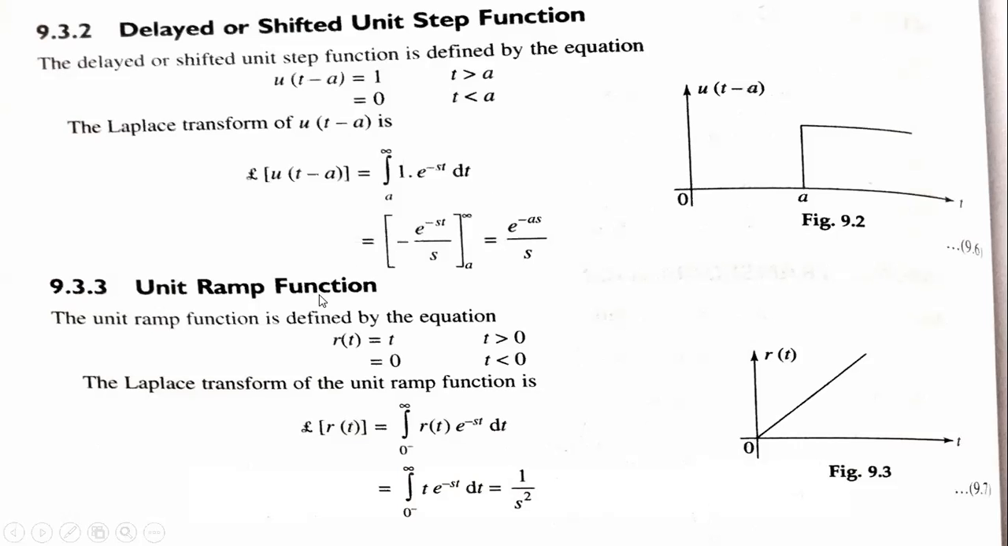In this way, the next waveform is the unit ramp function. It looks like a linear function.